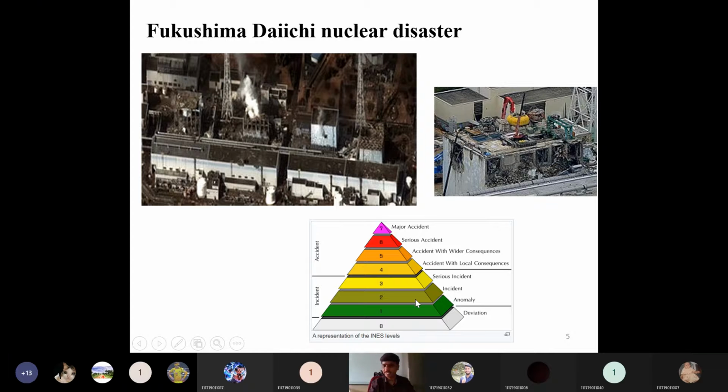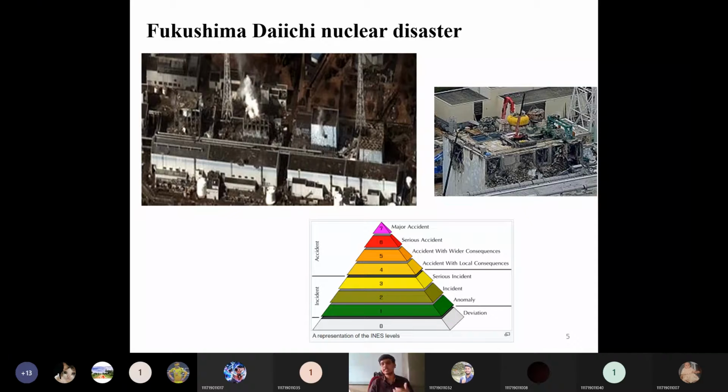For example, the first one is some deviation, in some operator setup or reaction setup or something like that. Then the next is some serious anomaly. Level 2 is a small incident, and a serious incident is classified as level 3. Then level 4 is the accident. From level 4 to level 7 are accidents. An accident with local consequences only affects up to a certain radius. It is very much local, not international.